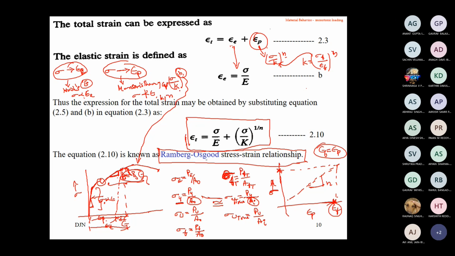So this is the basic postulate of this total strain equation, and this total strain equation was formed by Ramberg and Osgood, two famous researchers. They have given the expression for the total strain in the material as a breakup of the elastic part and the plastic part.